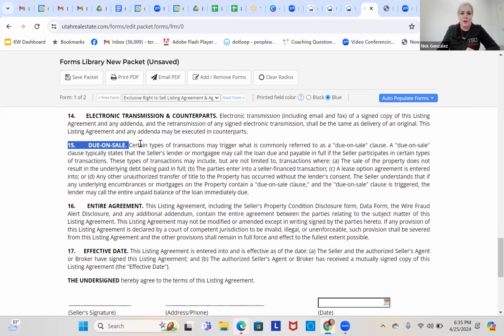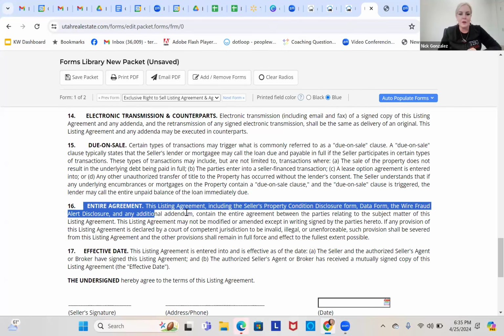Due on sell clause. So I just let them know that certain types of transactions may consider what we call a due on sell clause, which typically means that the seller's mortgage may call the entire loan due, full and payable, if we participate in those kind of transactions. Most of those transactions are like a seller financing, a lease option, something like that the mortgage company may or may not like us to participate in. So it's the duty of the seller to make sure that if we do something like that, their mortgage company will allow that to happen.